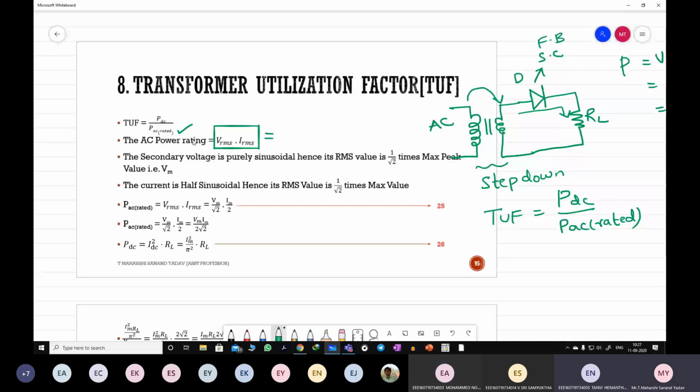See here, the third point: the secondary voltage is purely sinusoidal, hence its RMS value is 1 by root 2 times the maximum peak. This is the default value you need to remember. VRMS is Vm by root 2, whereas current IRMS is Im by 2. Why not Im by root 2 here? Are you able to see the difference?